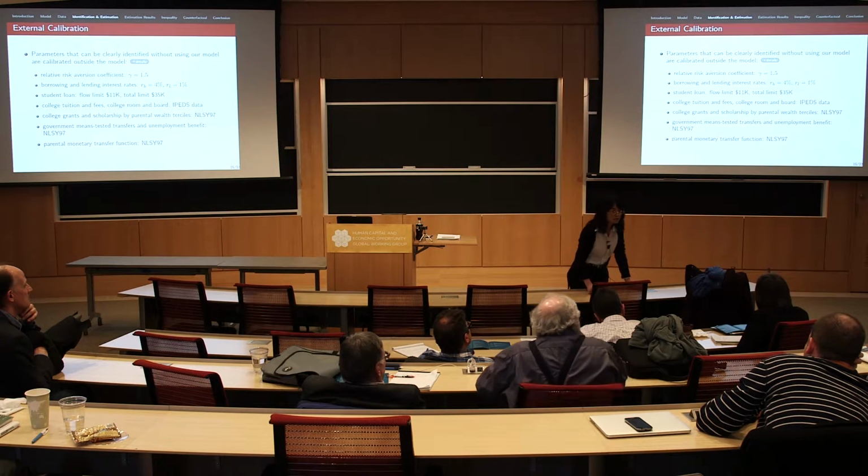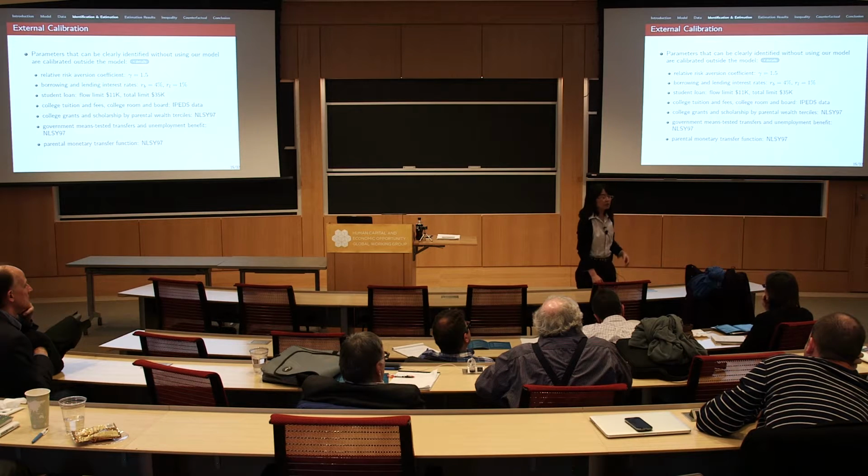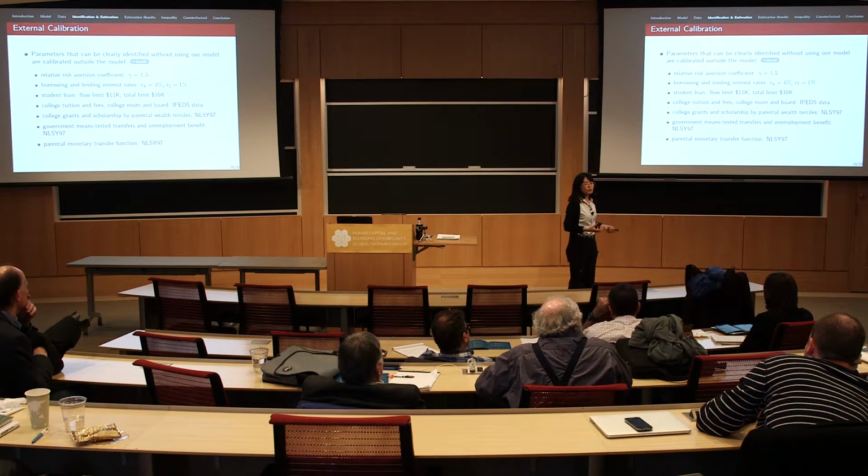What do you mean by can be clearly identified without using our model? Oh, it basically means that we don't. For example, our model is a partial equilibrium model. We do not need to pin down the interest rate using our model. Maybe my wording is not very good, but basically those are the parameters. We either estimate outside the model or we calibrate.